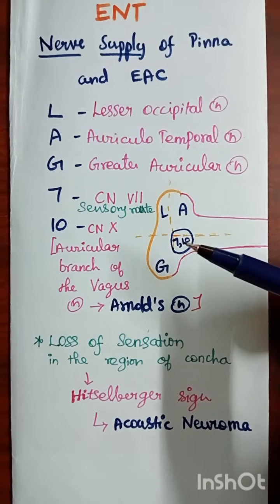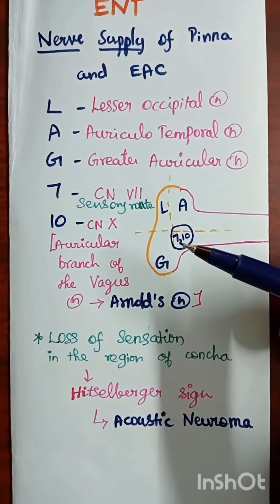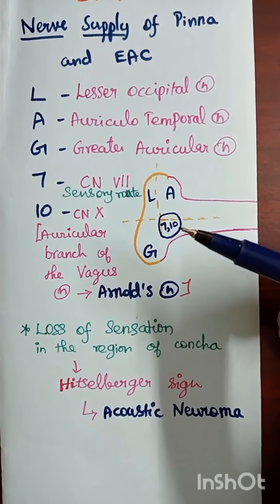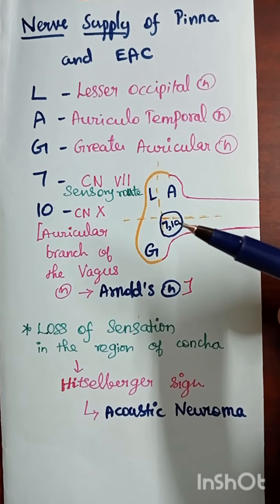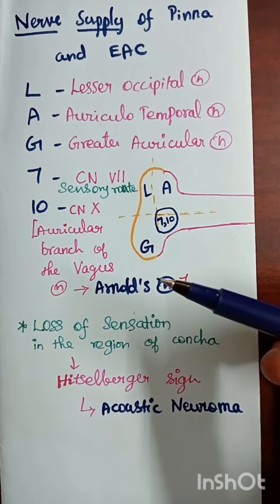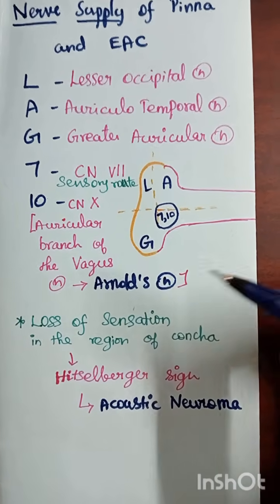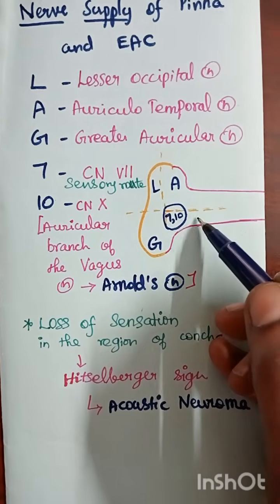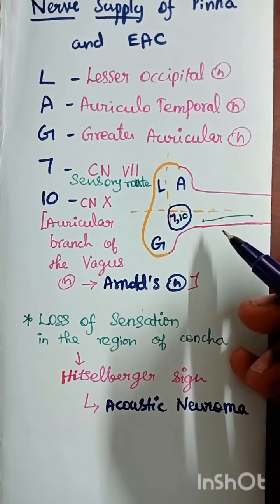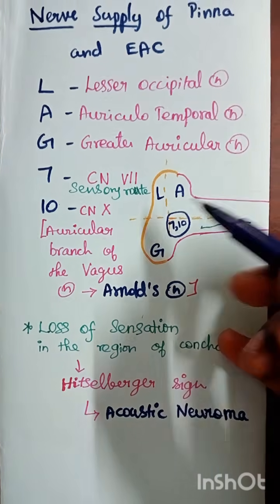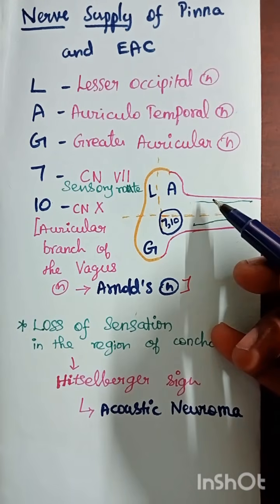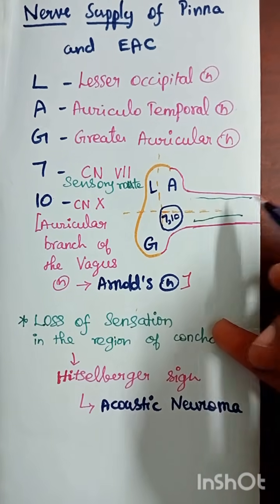And this is the region of concha and retroauricular groove, and this is supplied by the sensory root of the seventh nerve and the auricular branch of the vagus nerve, that is called Arnold's nerve. So the auricular branch of the vagus nerve is called Arnold's nerve, and this Arnold's nerve continues to supply the floor and posterior wall of the external auditory canal, and the auriculotemporal nerve continues to supply the roof and anterior wall of the external auditory canal.